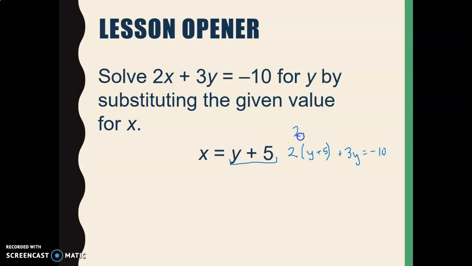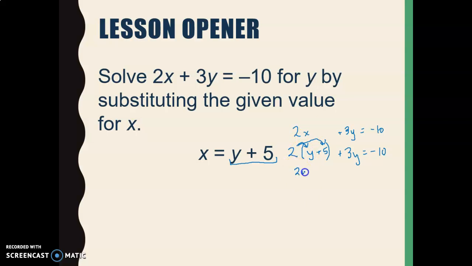Remember, our original equation was 2x plus 3y equals negative 10. And all we did was substitute for that x. Instead of x, we substituted the expression y plus 5. Now let's go ahead and simplify. I do know I need to multiply, but I've got two terms in here. So I need to multiply 2 times everything, which we call distributing. So we're going to distribute to get rid of this parentheses.